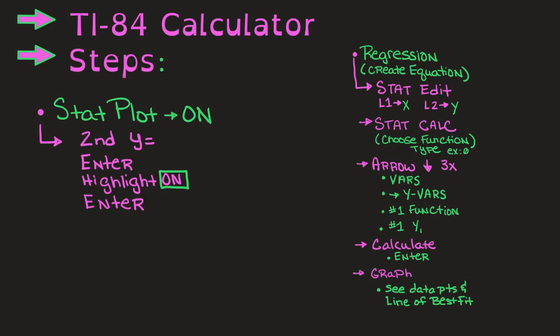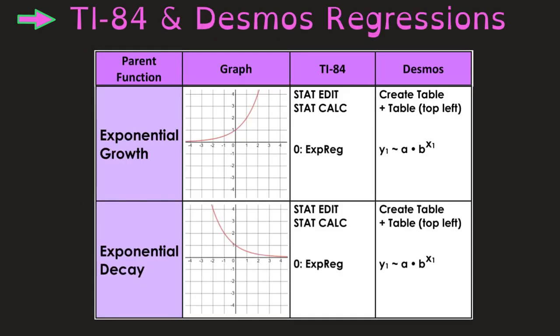Okay, so here you can see a little reference chart. You can see the parent function both for the exponential growth graph and the exponential decay. Also, to the right, you'll notice there's some shortcuts for the TI-84 to kind of help remind you what to do, as well as on Desmos, on what you can do there when you do a regression for exponential.